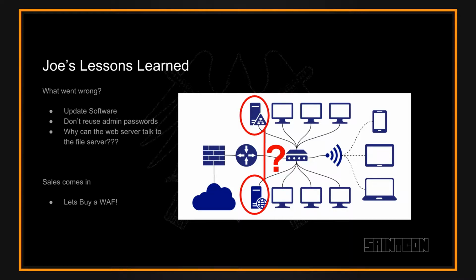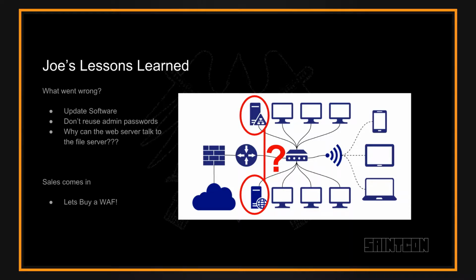So what did Joe learn? Well, Joe learned some important lessons. First of all, what went wrong? First, he didn't have his software up to date. That was one of the key things. We know that if he had updated that web server and had the software up to date, he probably wouldn't have been hacked in the first place. Second, don't reuse admin passwords. Well, Joe learned that one the hard way too. And why does the web server need to talk to the file server? I mean, that doesn't make any sense. The web server and the file server shouldn't have to exchange files.